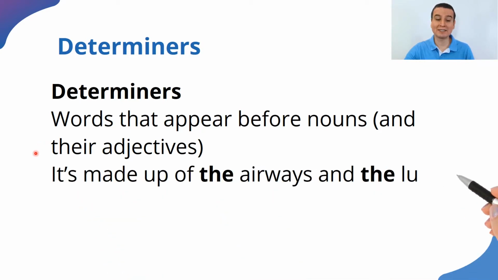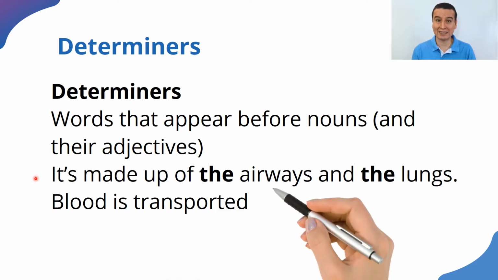For example, it says here, it's made up of the airways and the lungs. The airways and the lungs. That means the is before airways, so the is a determiner. That happens to be an article. I'll show you the types of determiners in a moment. And the lungs. So if we had a lung, my lungs, all those words that may come before the noun are determiners.